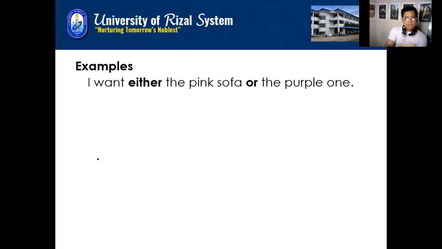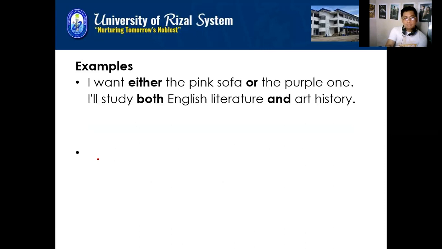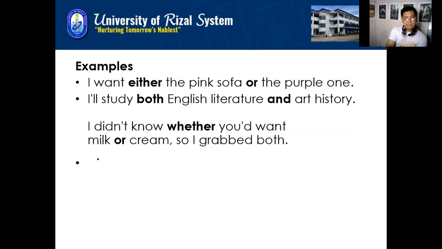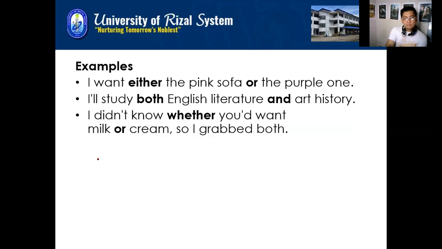So examples: I want either the pink sofa or the purple one. I study both English literature and art history. I didn't know whether you'd want milk or cream, so I grabbed both. So the good thing about it is that you will be particular with what is the appropriate term to be used because they come in pair. So if you use both, and you are presenting two ideas in a sentence, then and is used.